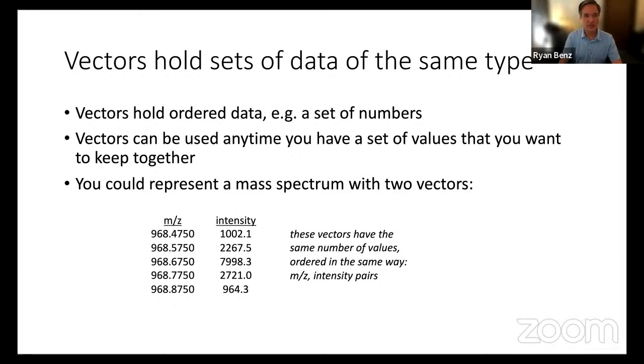So what's important here about vectors? Vectors hold sets of data of the same type. What do I mean by type? I mean the kind of data that it is.